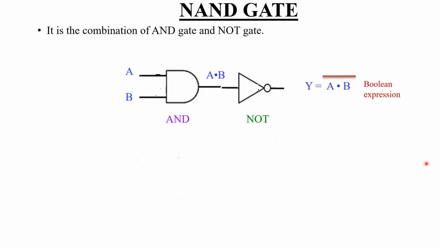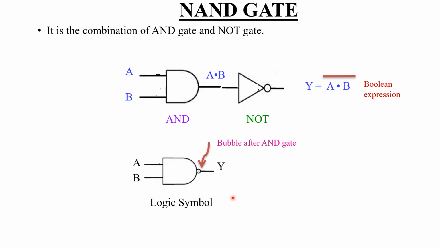So let us see the logical symbol of a NAND gate. It is an AND gate followed by a bubble after the AND gate. This circle is called a bubble. So after the AND gate, it becomes NAND. Now let us see the Boolean equation. The Boolean equation for the NAND gate is Y = (A dot B) bar, or AB bar. The NAND gate has two or more inputs but only one output.